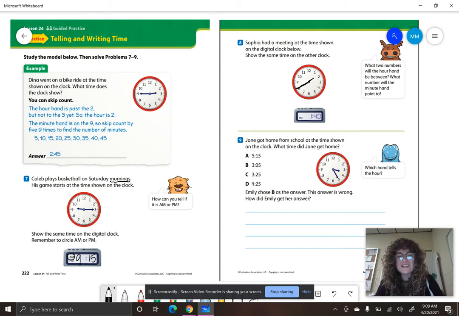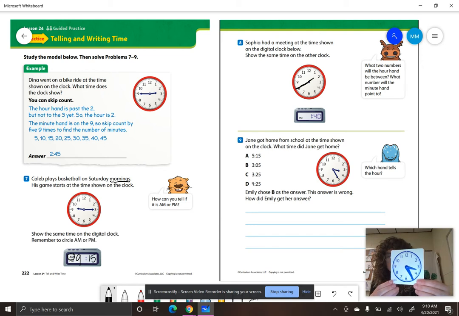All right, let's look at number 9. It says, Jane got home from school at the time shown on the clock. What time did Jane get home? All right, so let's look at the clock. I'm going to look at the hour hand first. Okay, so my hour hand is between 3 and 4. Remember, your hour hand is the short hand. My long hand is my minute hand. My minute hand is pointing at the 5.